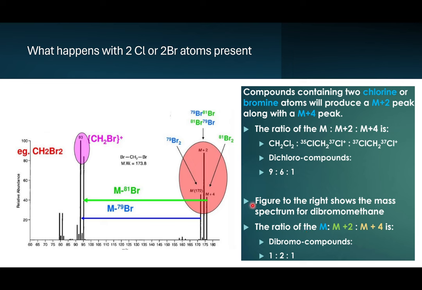And let's look at the figure here now for the dibromomethane. We're gonna have an M plus 2 and M plus 4 peak, same thing.